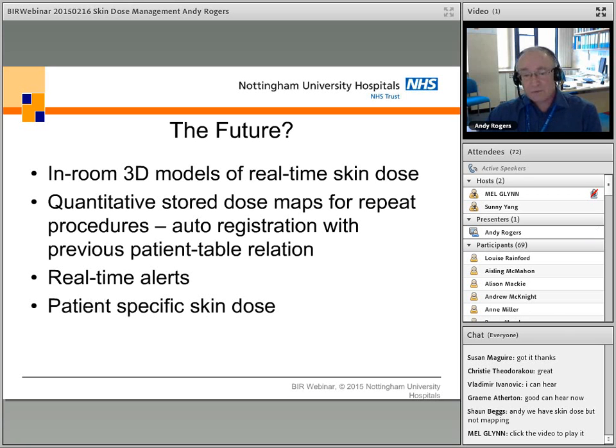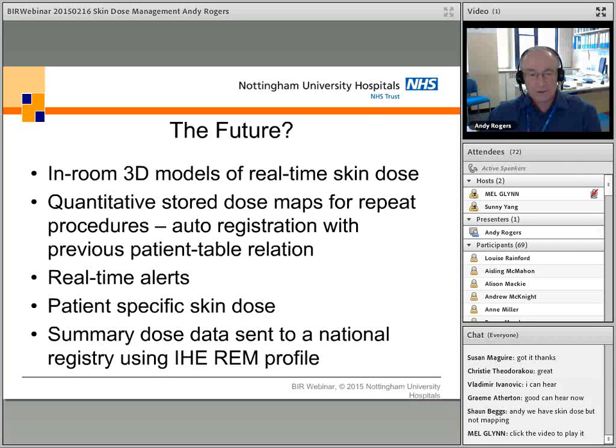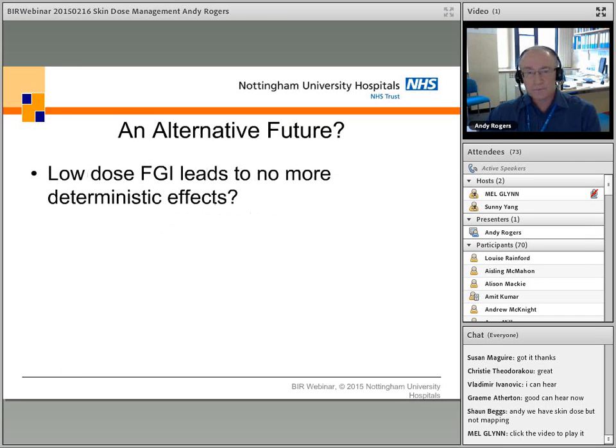Patient-specific skin dose, that's an interesting one. I'm not 100% sold on that yet, but I've got an open mind. And summary dose data sent to a national registry using the IHE REM profile. And I know the PHE are just about to kick off a professional body project to look at how we might collect patient doses in the future. And let's hope we have a little bit of interventional in there to get better data for all of us.